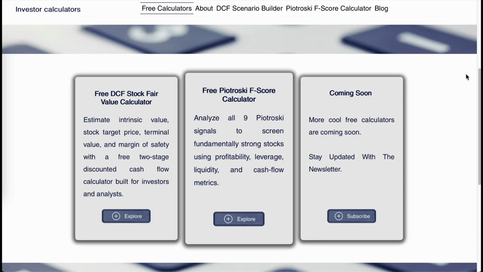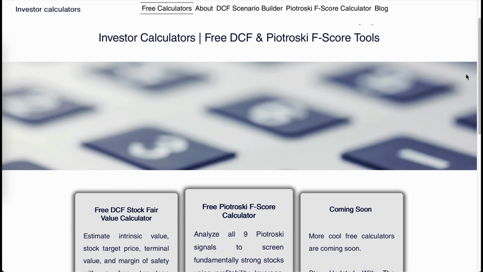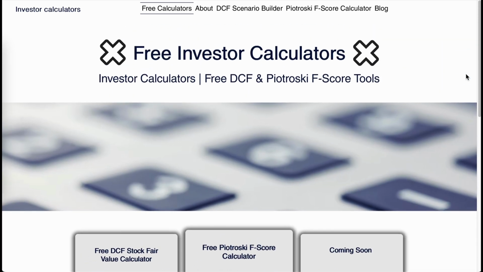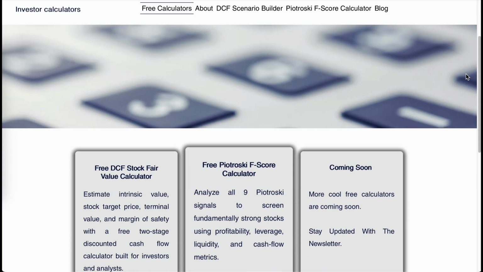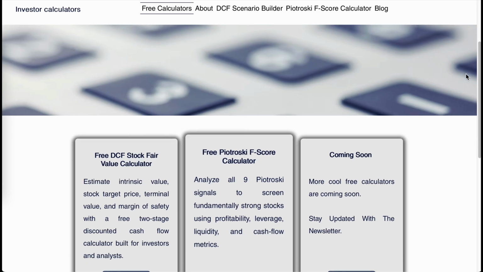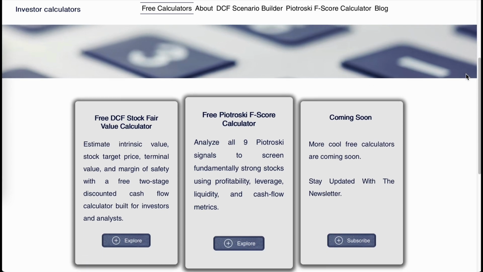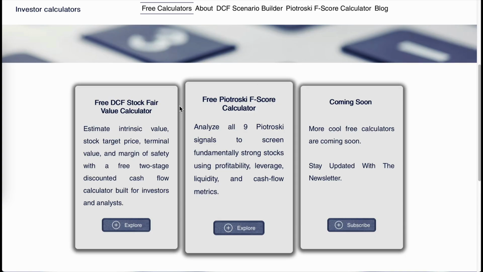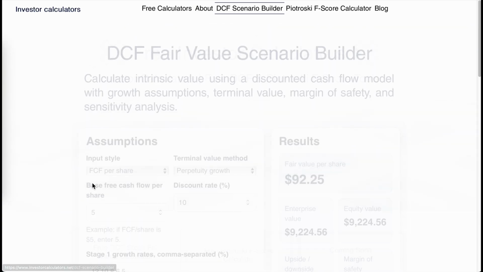All right, investors, let me share a quick update. I built 3 calculators for you. For now, I have 2 calculators. It's a DCF fair value calculator and the Piotroski score calculator. So let's start with the first one.